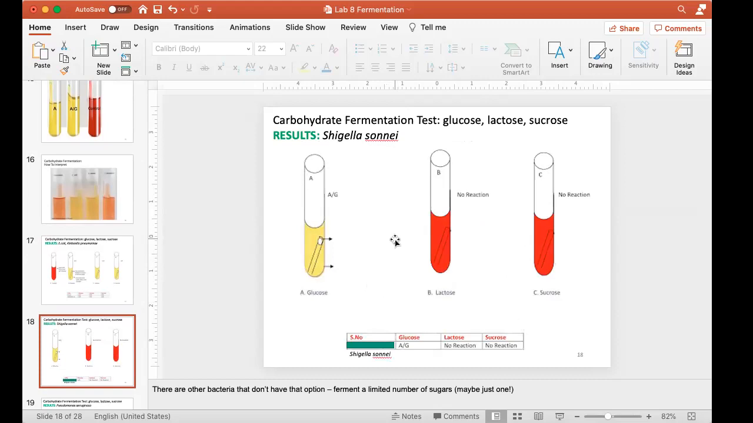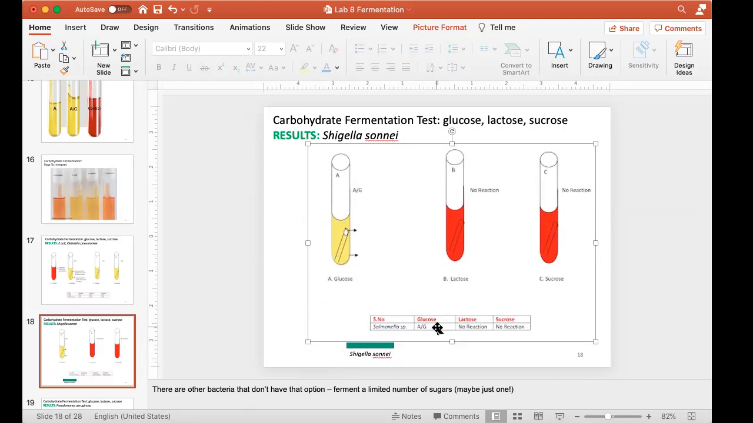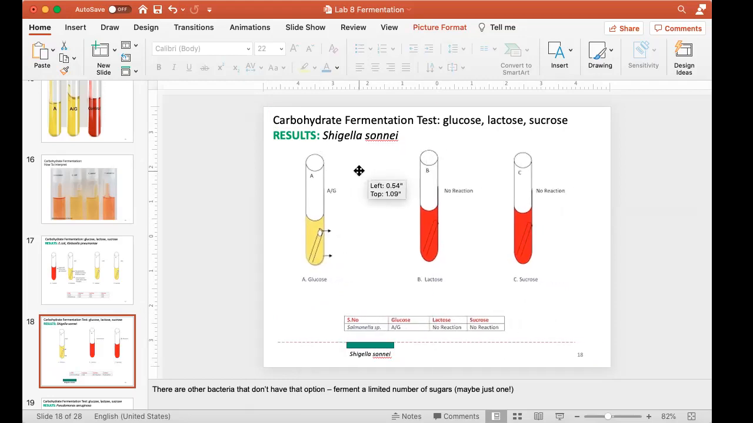This is what Shigella sonnei did on that same range of tests. So we tested Shigella sonnei in glucose, in lactose, and in sucrose again. And here's the results we got for that organism. The glucose tube, we got a positive for acid and a positive for gas, just like we saw for the other two organisms. But we got no reaction in the lactose tube and no reaction in the sucrose tube. So no color change, and so obviously no gas. So Shigella is not able to ferment lactose, and Shigella is not able to ferment sucrose. And that's what I've written down here in that little table. Acid and gas for glucose, no reaction for lactose, no reaction for sucrose, not able to ferment those sugars.